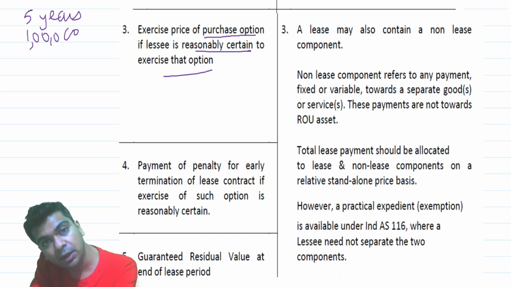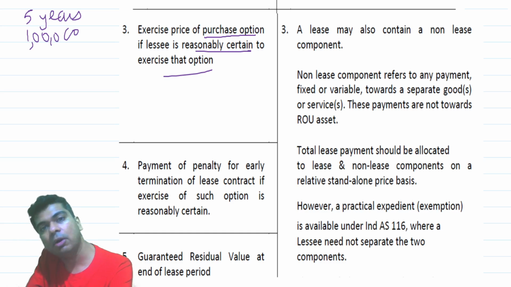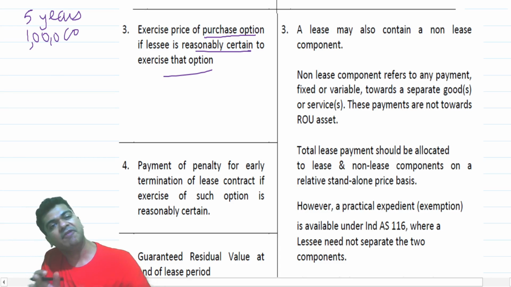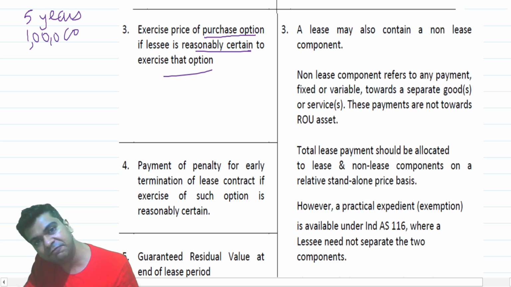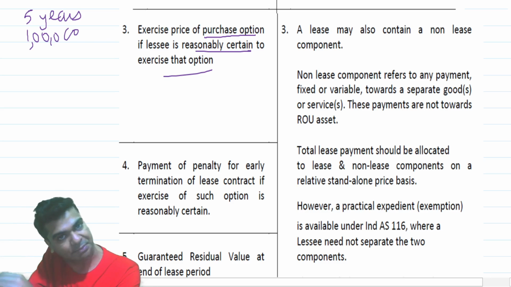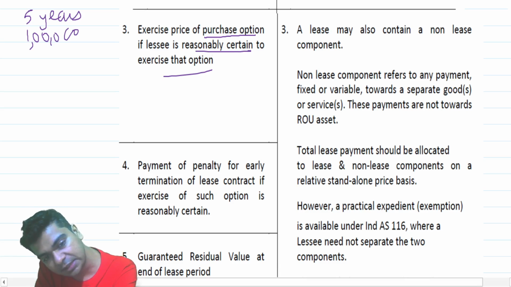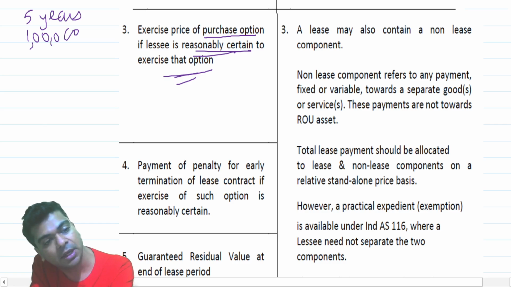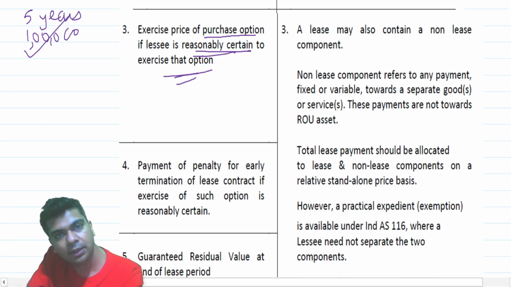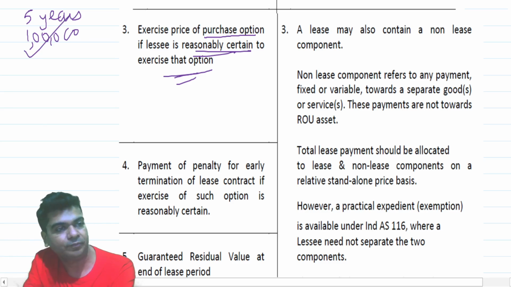The title of that asset will get transferred in your name provided you are paying a lakh of rupees. When you are entering into the lease agreement at the commencement date as a lessee, you are reasonably certain, you are very clear that at the end of the 5th year, I will pay 1 lakh rupees and buy this particular asset. Since you are reasonably certain that this option shall be exercised, include this 1 lakh in the lease payments.